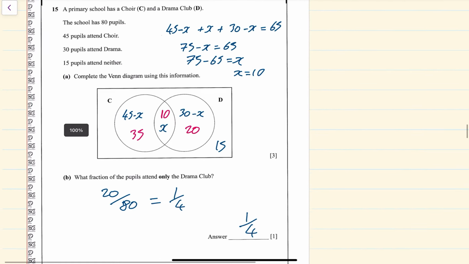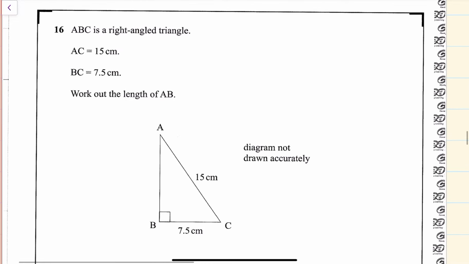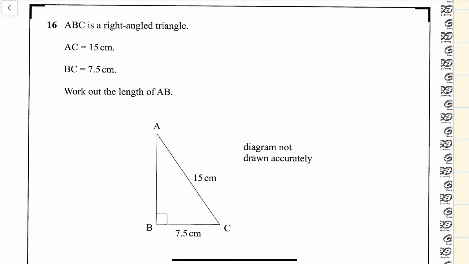Oh, is that it done? Is that all we had to do? Right, okay, I thought there was going to be more to that one. Next one says ABC is a right angle triangle, AC is 15, BC is 7.5. Work out the length of AB, Pythagoras theorem. Lovely. Right, I'll do it here.